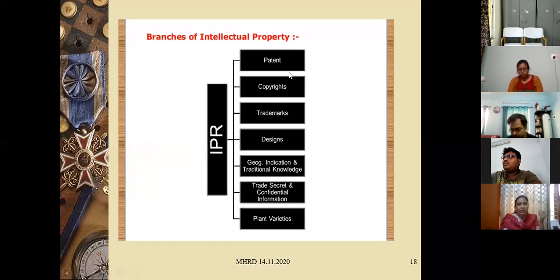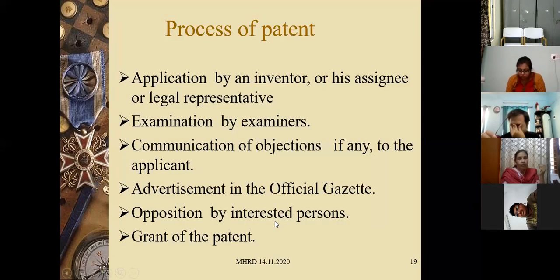This again is a slide which shows various types of intellectual property. Patent, copyrights, trademarks, designs, geographical indication, and even traditional knowledge is subject to patent. Trade secret and confidential information, and even plant varieties are all various aspects of intellectual property. So this is what I was talking of, the process of patent.